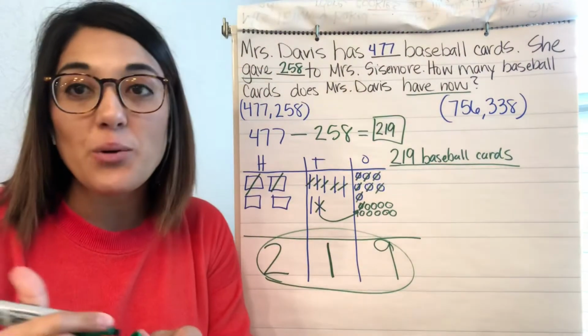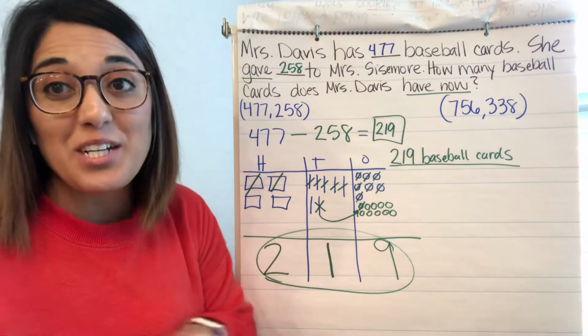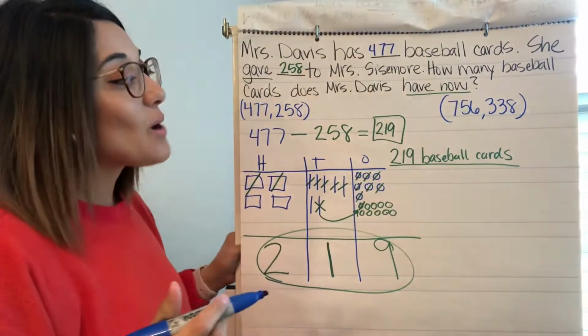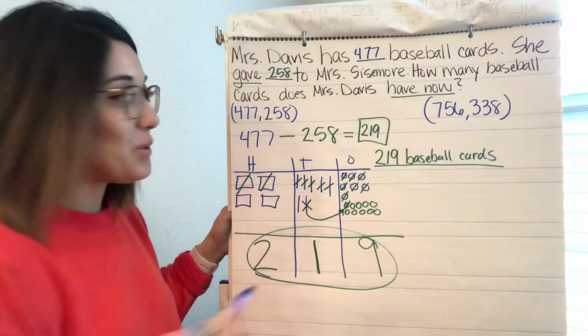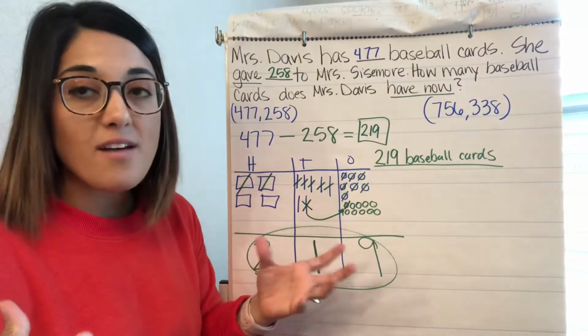All right, I'm going to show you another strategy. I'm curious if you guys have been giving this one a try. We'd love to see that you're trying new strategies, new ways. And so I'm going to do combining same units, okay? When I do that, we use the expanded form of each number.